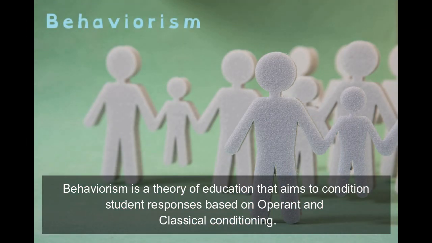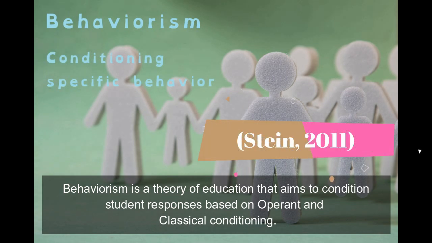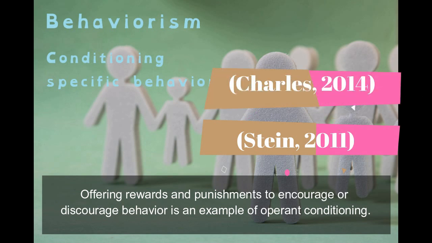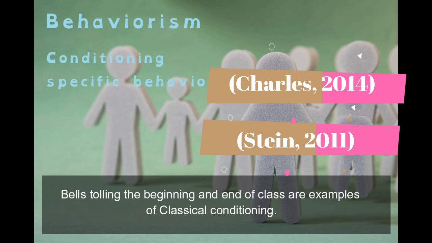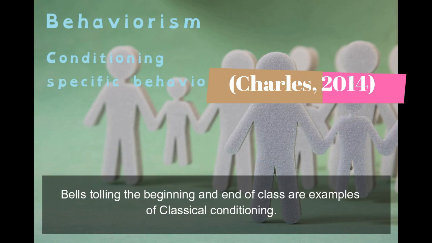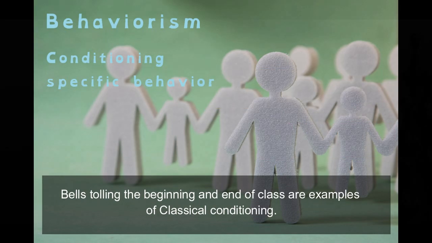Behaviorism is a theory of education that aims to condition student responses based on operant and classical conditioning. Offering rewards and punishments to encourage or discourage behavior is an example of operant conditioning. Bells tolling the beginning and end of class are examples of classical conditioning.